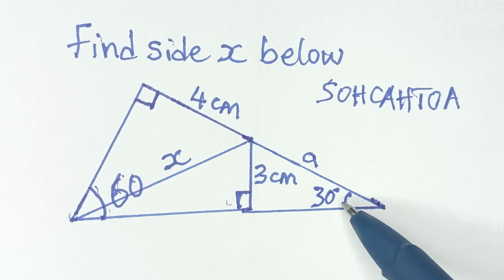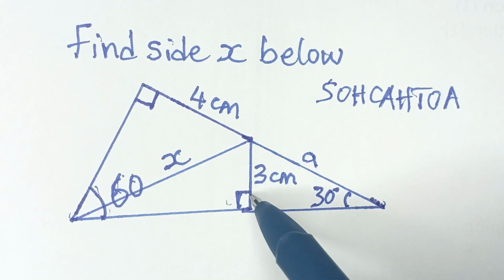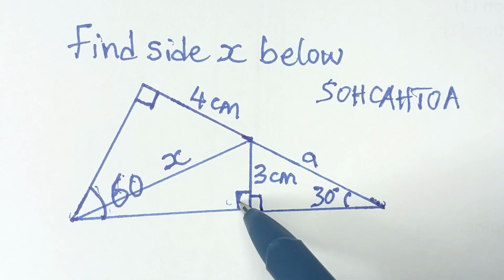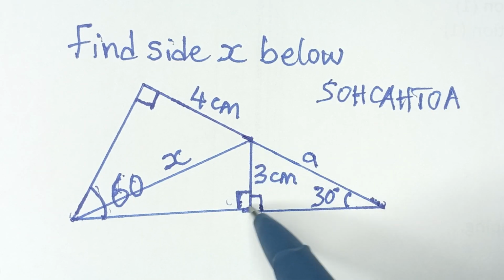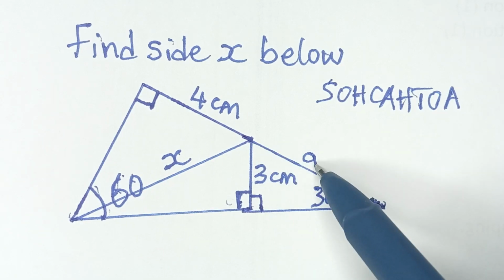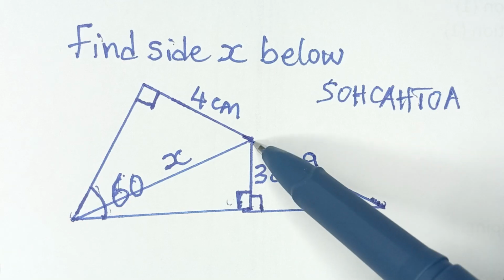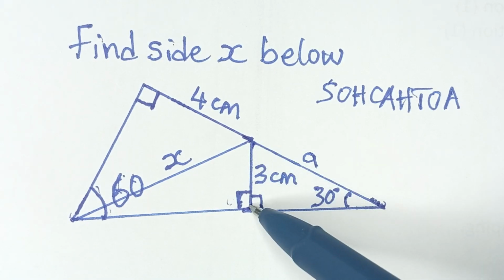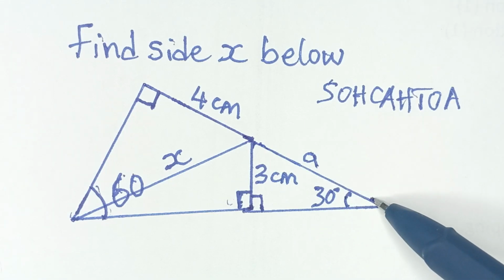Now that we have this angle as 30 degrees, we can use this right angle triangle. Don't forget, this side is also a right angle. Since this part is a right angle, this part is also a right angle. So we can use this small right angle triangle to find the length of this side A. This is 30 degrees. The side opposite it is what we are given, which is 3, the opposite side. And this is the longest side that we are looking for, which is the hypotenuse.